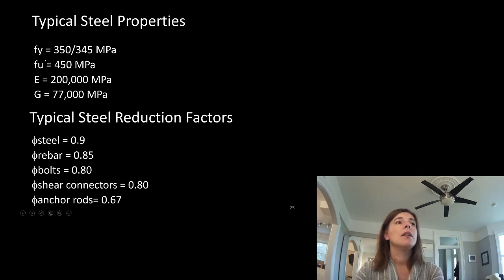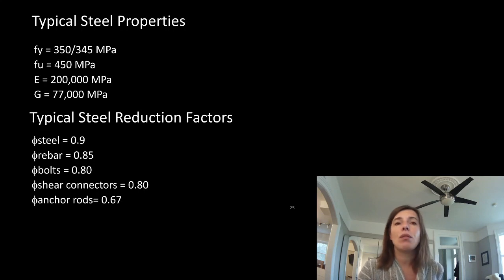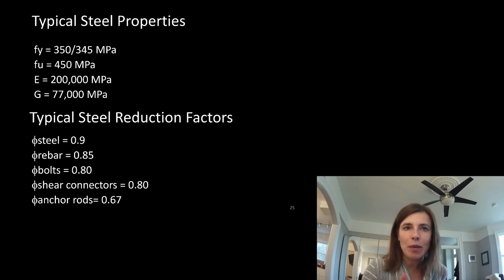So for steel, our Fy, which is our yield stress, so instead of that funny little Greek symbol, we can actually write Fy. We know we use 350 MPa for cold rolled sections and 345 for hot rolled sections. We know that our E is 200,000 MPa, and I gave you that G, something that you don't really use much, is 77,000 MPa. And here's the thing that you haven't learned yet, our reduction factors. So for steel, for most of what we're going to do, our reduction factor is 0.9. So if we say that our yield stress is 345 MPa, we say that's great, but let's assume it's a little bit less. We're only going to take 90% of it.